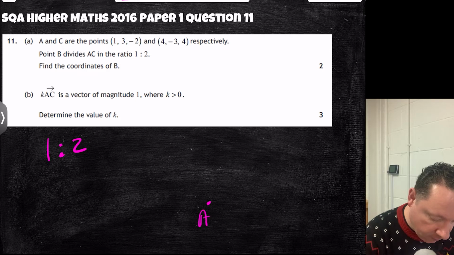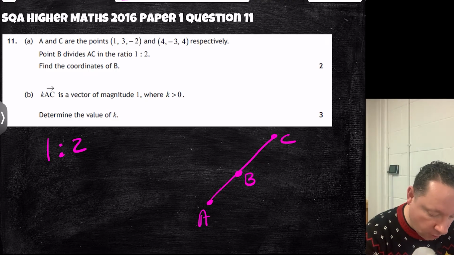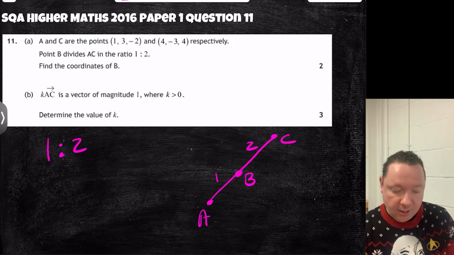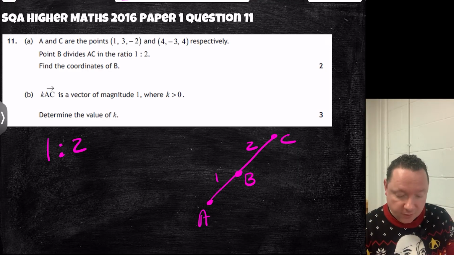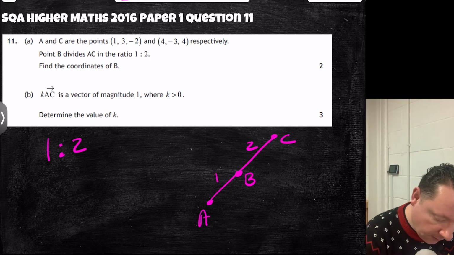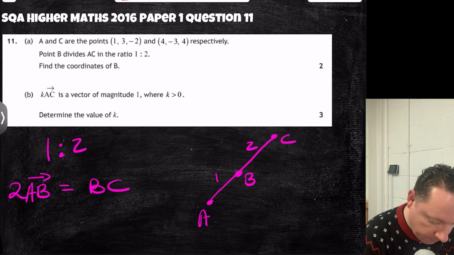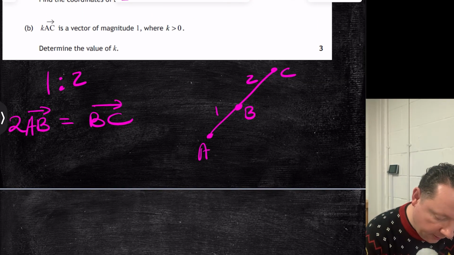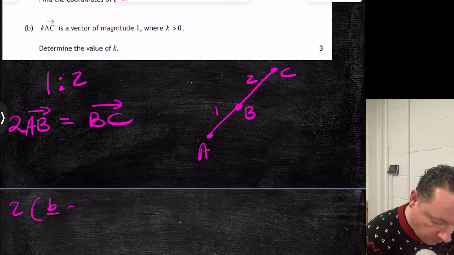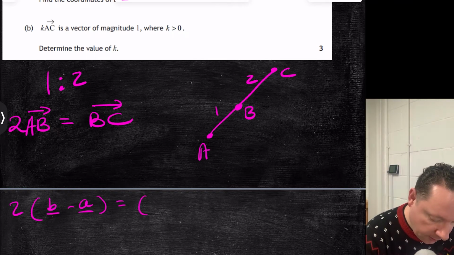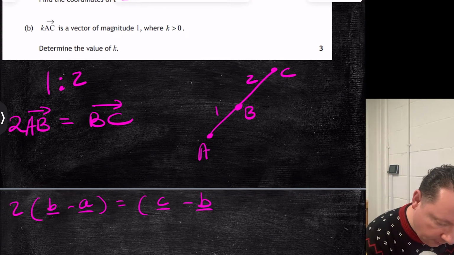Imagine I've got point A here, and I've got point C at the end, and I've got some point B here. It divides it in the ratio 1 to 2. So that means that the size of BC is double the size of AB. So that means that we can say that A to B, 2 of them, equals 1 of B to C. Well, from vectors A to B, that's B minus A. That equals C minus B.